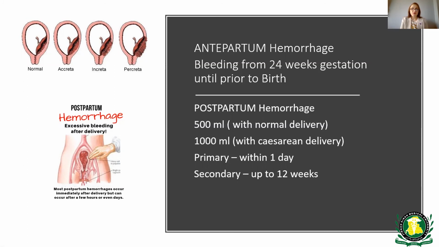Postpartum hemorrhage can be a primary postpartum hemorrhage, which is within the first 24 hours of birth, or it could be secondary, where the woman has gone home and then bleeding happens, and this can happen up to 12 weeks after birth. So that is more ominous, because she's at home and she is away from medical help.